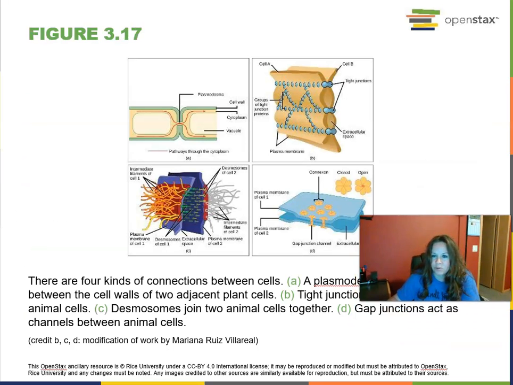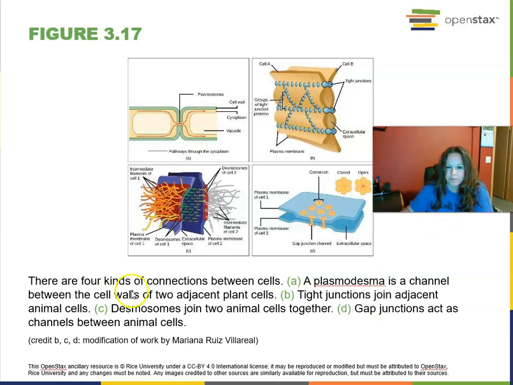And here are some pictures of these different types of connections between cells. The plasmodesmata in picture A between some plant cells. The tight junctions in B right here. Desmosomes in picture C right there. And the gap junctions in picture D.